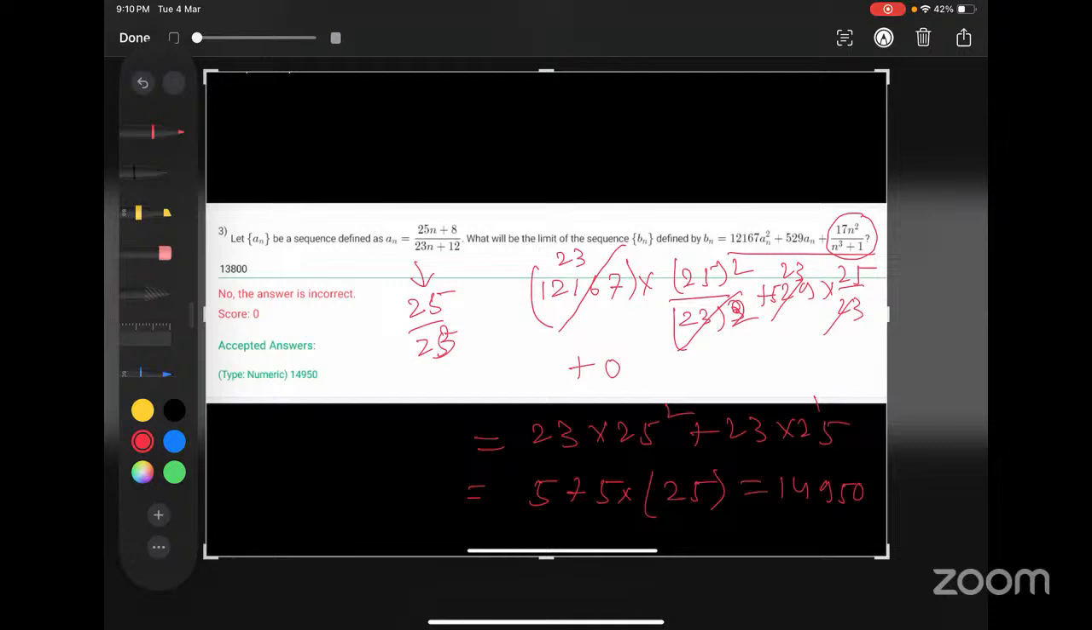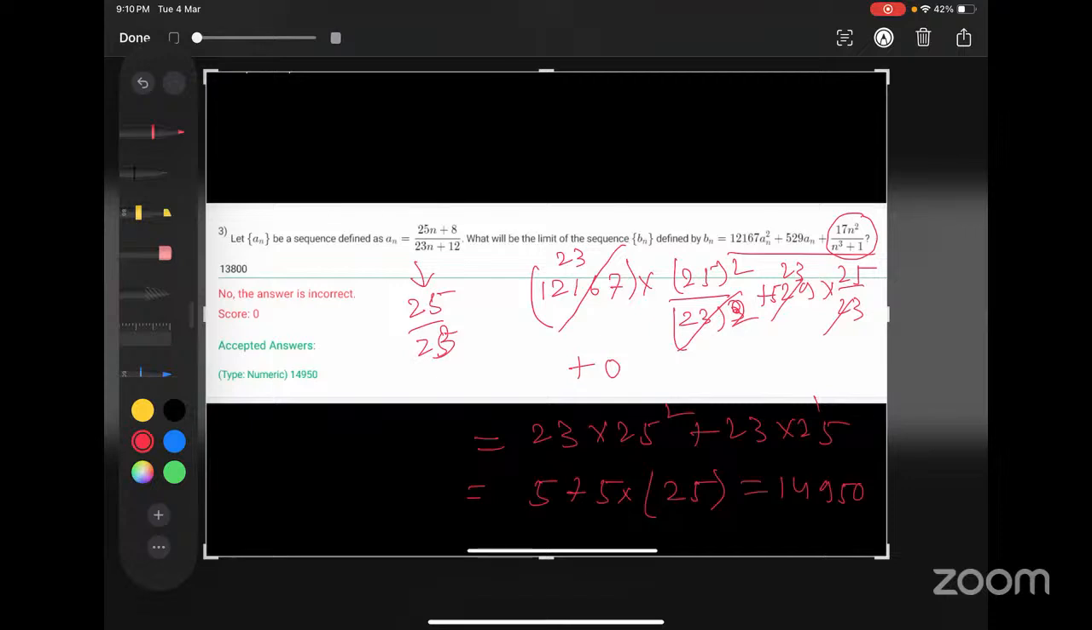That is why I am waiting. You just try to calculate it again, then we will get it. Yeah, I will try. No problem. Calculator: 12167 into 25 into 25 divided by 23 divided by 23 equals 14375.